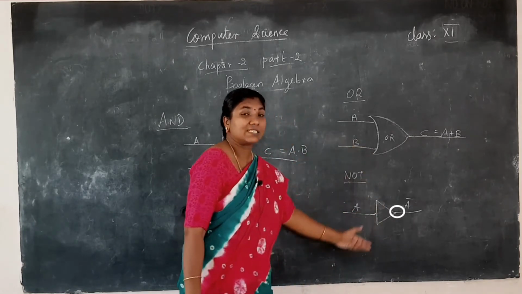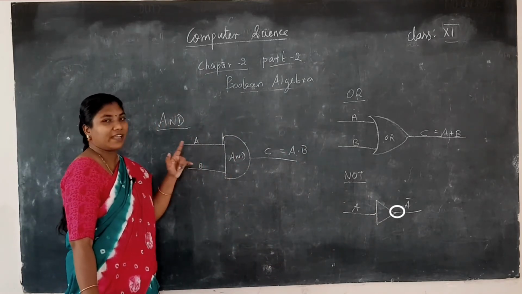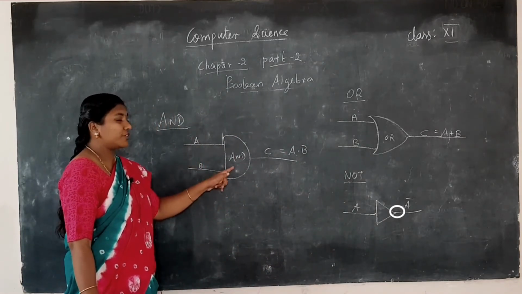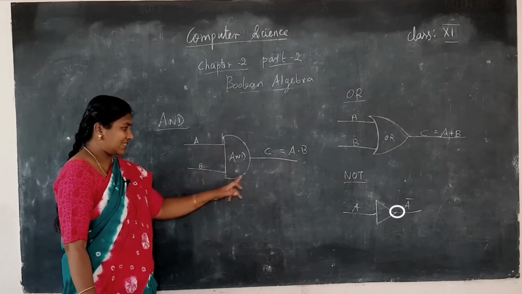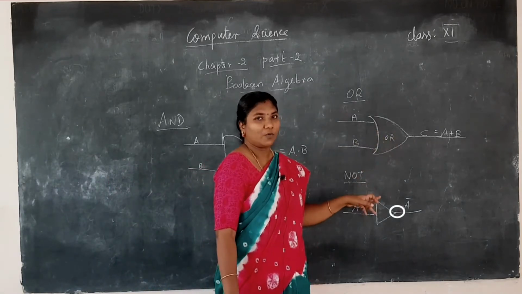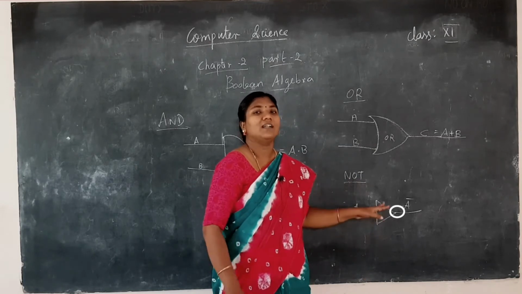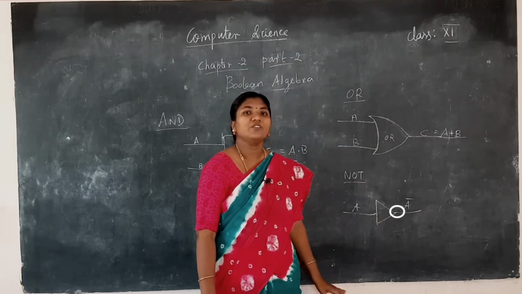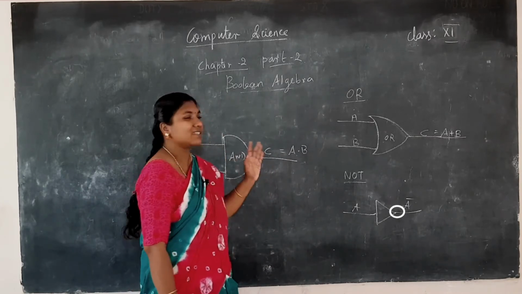So these are the circuits we use for the AND gate, OR gate and NOT gate. You should use the symbols correctly. For the AND gate you should use the D symbol like this, for OR it must be a curved, bent one, and for NOT it must be a straight line with a triangle shape. So these are the three basic circuits. You should not change these symbols.